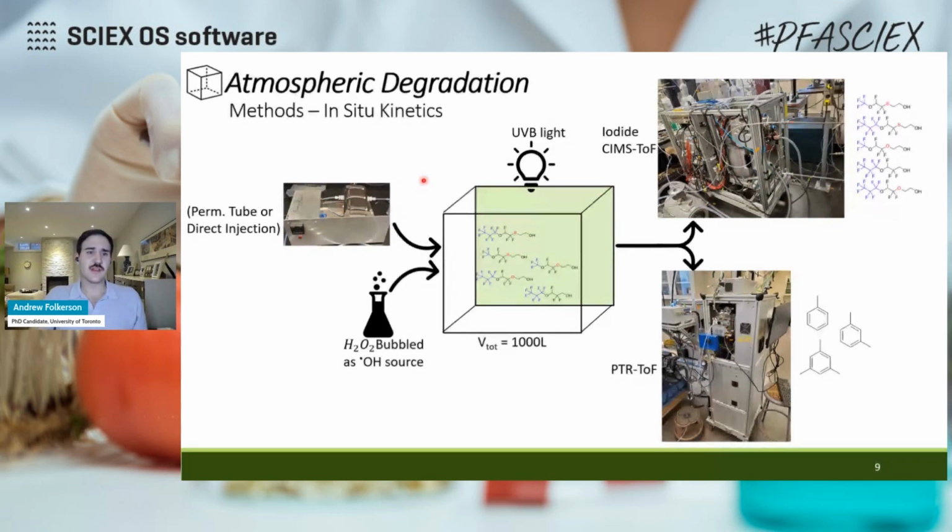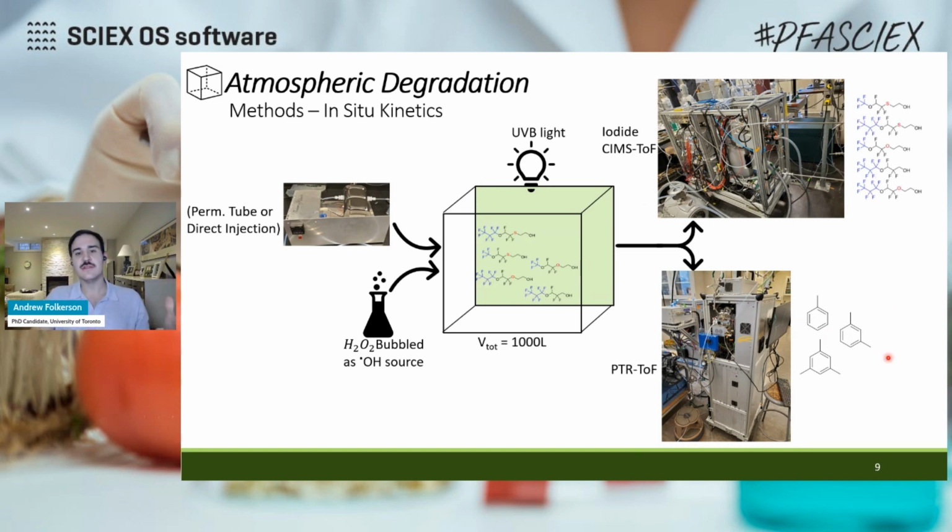So our experimental setup is we can introduce our chemicals through either a perm tube or direct injection. We bubble hydrogen peroxide into the chamber and hit it with UVB light. That makes OH radicals, which are the dominant oxidizing species in the atmosphere. So if anything's reacting up there, it's likely from these OH radicals. And then we'll be monitoring all the species within there, either on the iodide time of flight CIMS or the PTR TOF mass spec, both time of flight instruments.